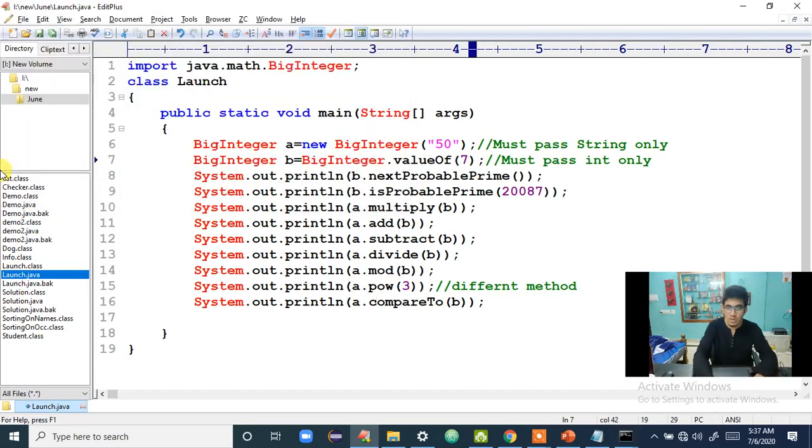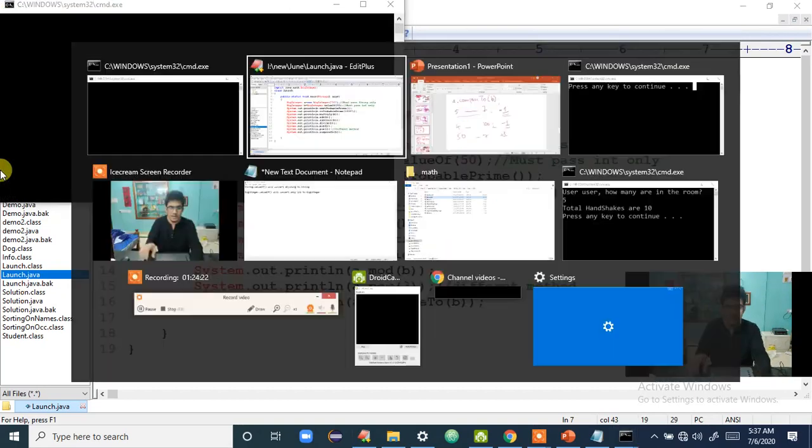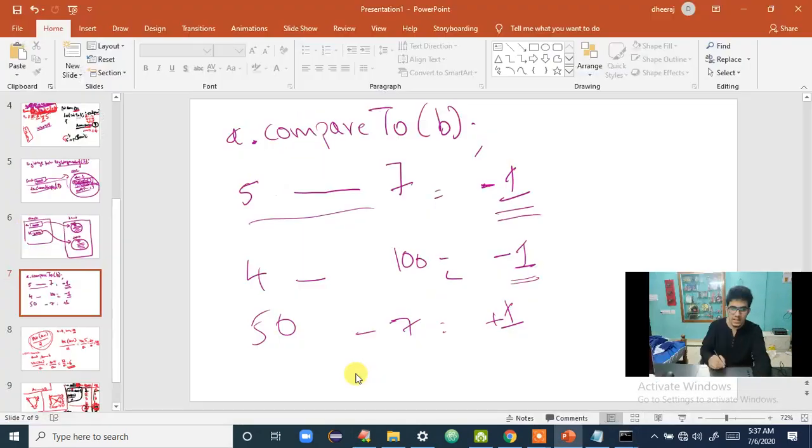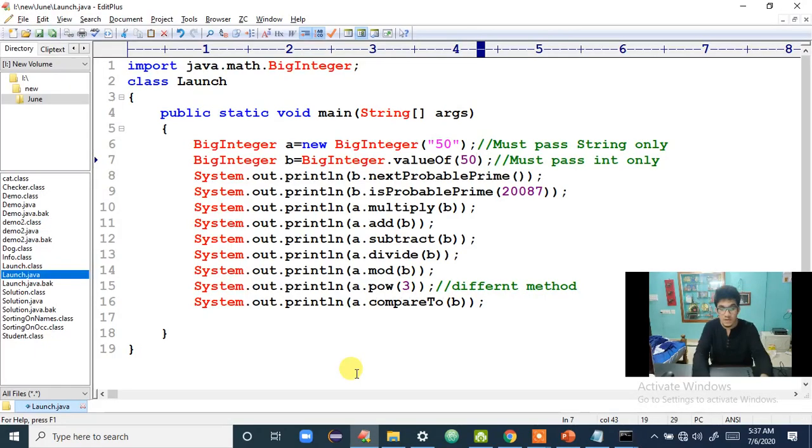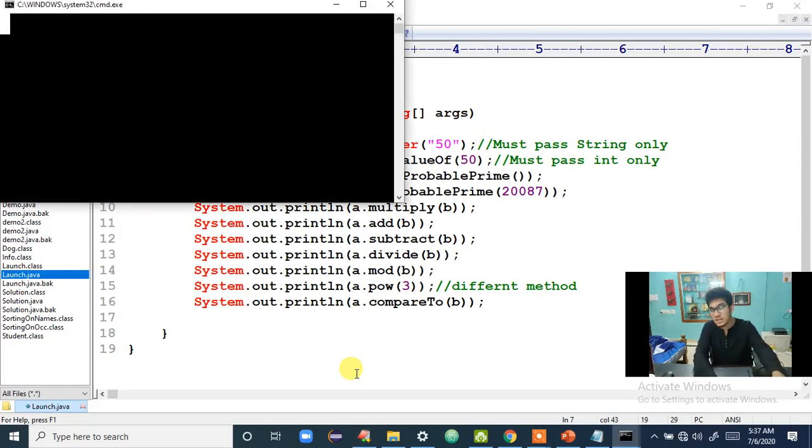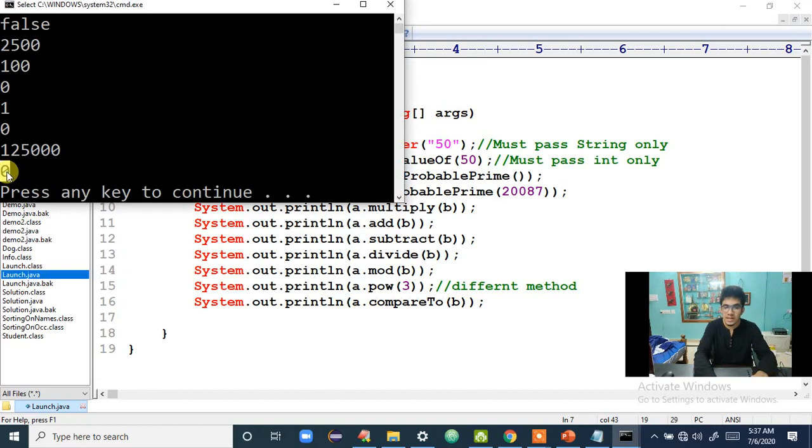What if both the numbers are equal, right? 50 and 50. Yes. So if it is 50 and 50, what it will do is 50 minus 50. Was the answer 0? Yes. What is the meaning of 0? Right? If you are getting the compareTo method as 0, which means both the numbers are equal. Both the numbers are equal, then only you will get 0 here.